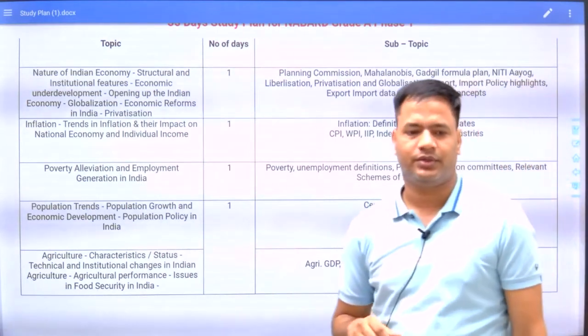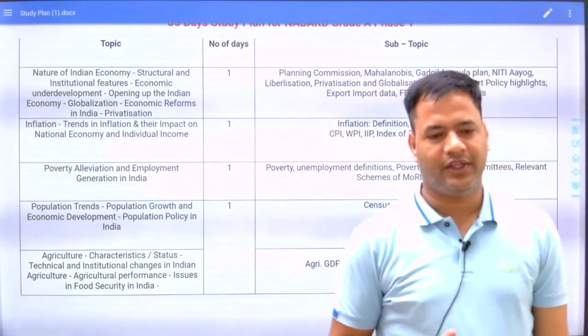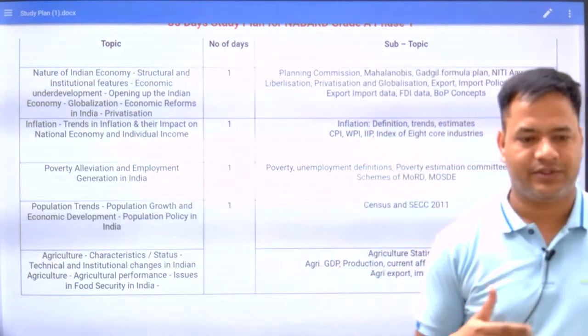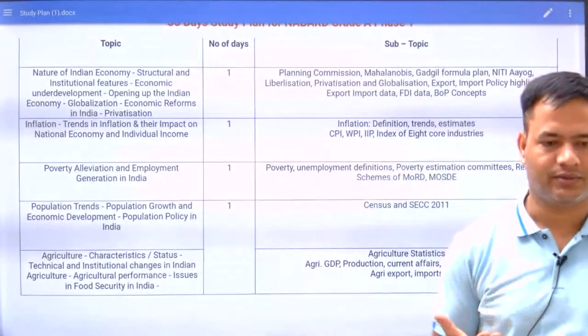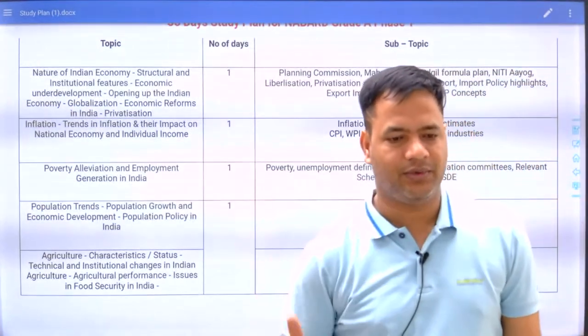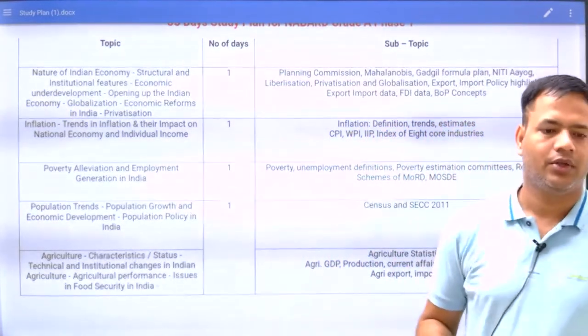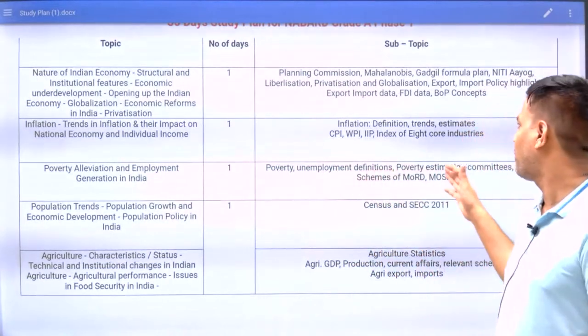Second, you should study about Niti Aayog. Niti Aayog is very important. As you know, the Planning Commission was replaced by Niti Aayog. So Niti Aayog is very important.